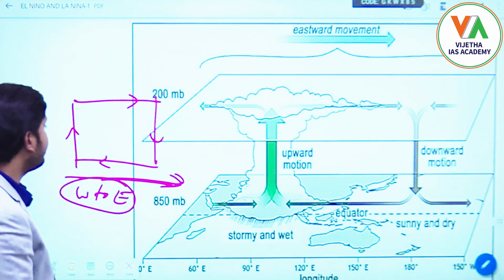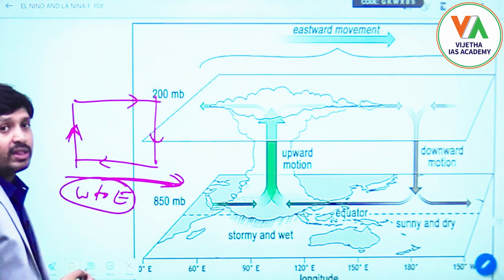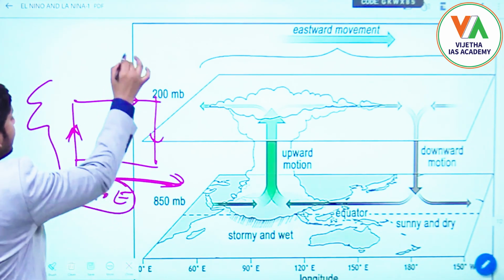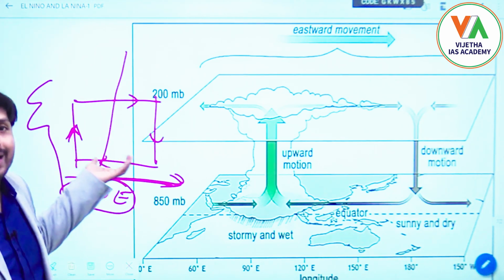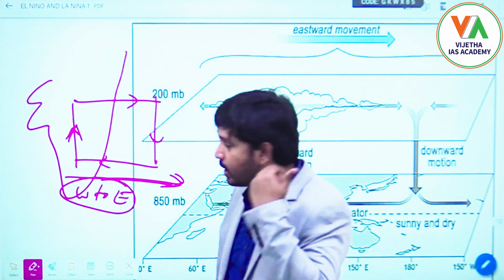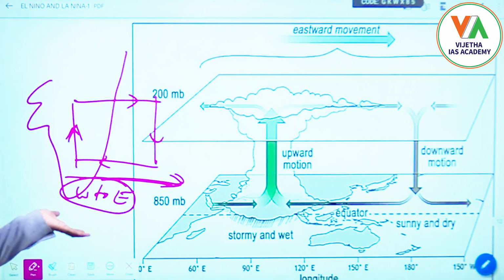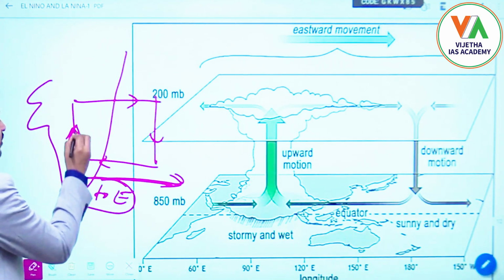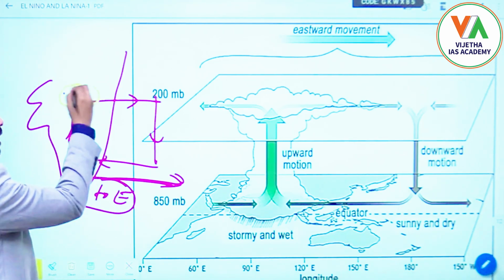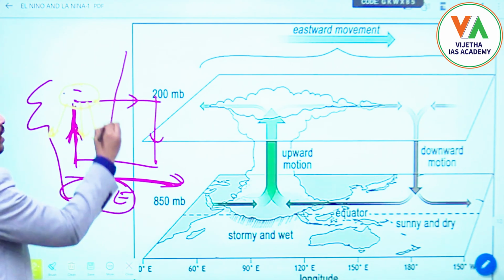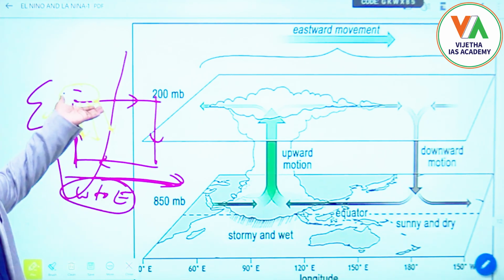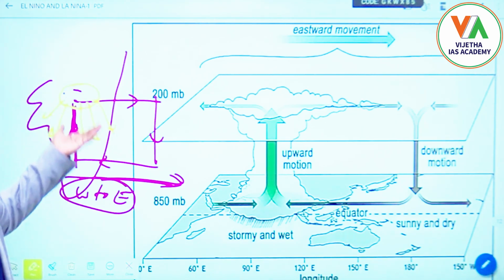For example, if this rising wing comes over the Indian landmass, let us assume this is India, and as we discussed, wherever air is rising, it will lead to the formation of clouds. So once this air-rising wing is over India, the wind will start rising here, leading to the formation of clouds, and then it will give rainfall over the Indian region.